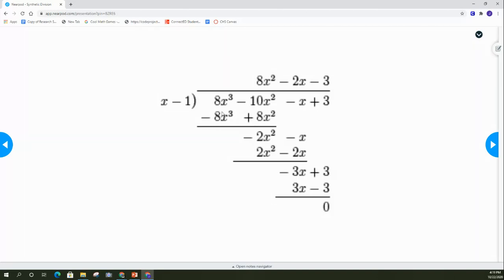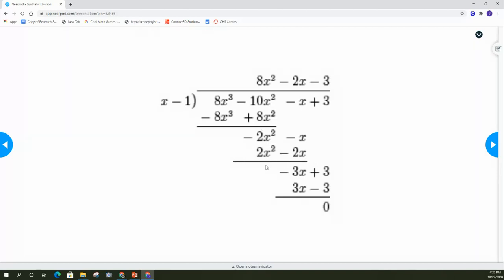Now I'm subtracting this. You can see in this example the negative's already been distributed. So these are going to cancel out. Negative 10x squared plus 8x squared is negative 2x squared. And I repeat. How many times does x go into negative 2x squared? That's negative 2x. Then I multiply negative 2x by x minus 1, and I would get negative 2x squared plus 2x, but I'm subtracting it, so I changed all those signs.